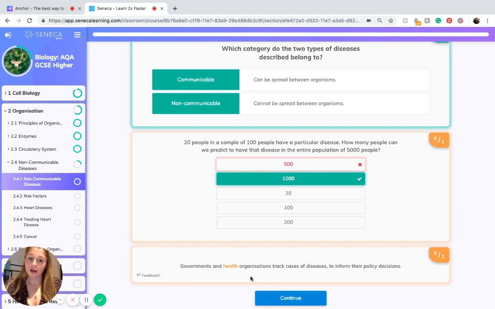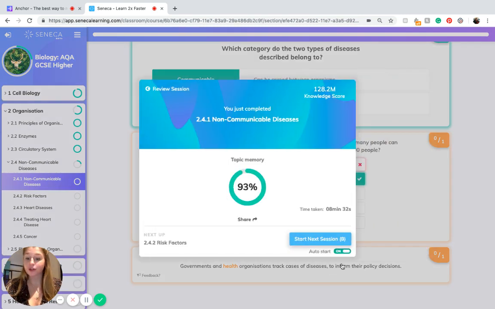So governments and health organisations track cases of diseases to inform their policy decisions, as I mentioned before. Okay, so that's everything for non-communicable diseases.